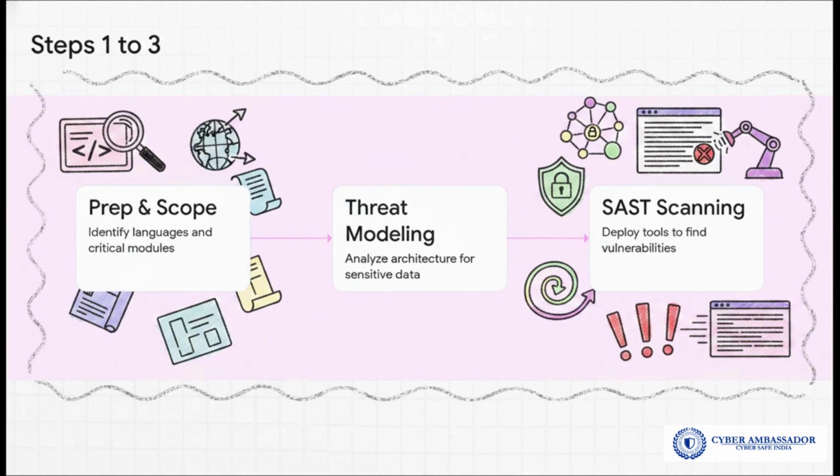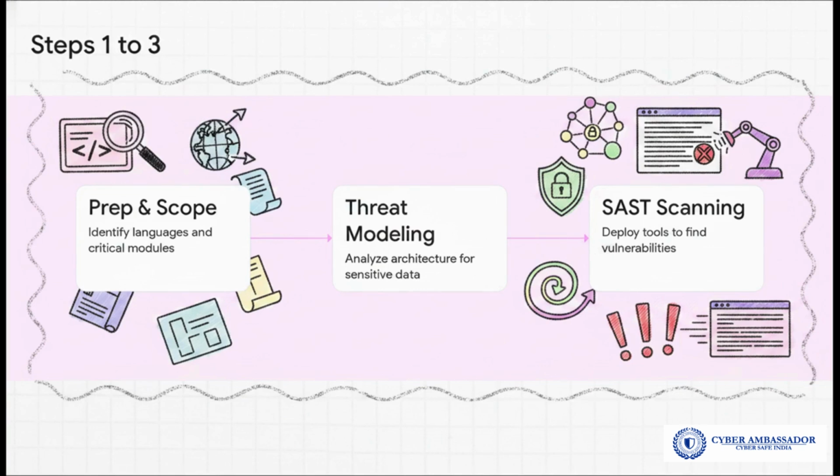Basically, that means pushing security to the absolute earliest stages of development. Step 1 is preparation and scope. This is where the security team identifies the exact languages and the critical modules of your specific code base. Step 2 is threat modeling. They analyze the app's architecture to track exactly where the most sensitive data flows. You got to know what needs the fiercest protection, right?